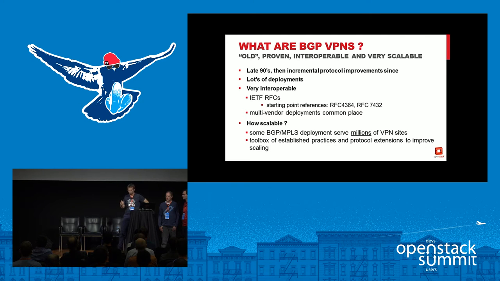And they are also very scalable. For instance, large operators like Orange or AT&T and others have BGP MPLS deployments serving millions of VPN sites. This gives an idea of the scale that this technology can achieve, thanks to a toolbox of established practices and protocol extensions to improve scaling.